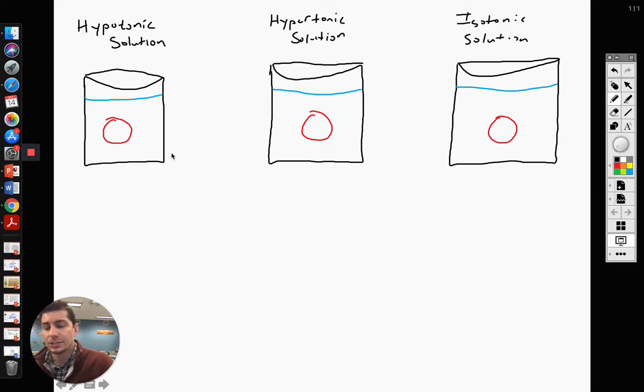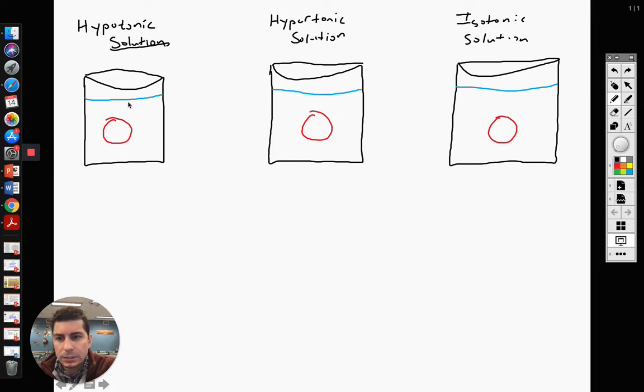We have the solution surrounding the cell. That's the solution that we're talking about in the prompt for the question. So the hypotonic solution, that's referring to the area, this area right here, this area outside of the cell. If we said a hypotonic cell, that's referring to the area inside the cell. Okay, so two different parts. We have the solution outside the cell, and we have the cell.